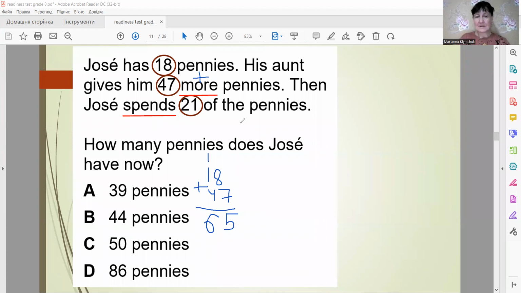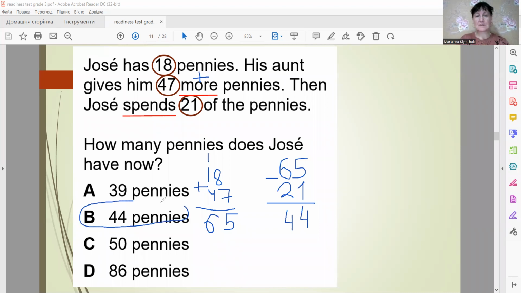Okay, now we have that number 65. We take it. Next number that we have is 21, and the keyword is spends. When you spend money, that means that you give that money. You don't have it anymore, okay? So this is going to be your minus. And we do minus. Again, tens under tens, ones under ones. 5 minus 1 equals 4. 6 minus 2 equals also 4. And here you can see your answer.